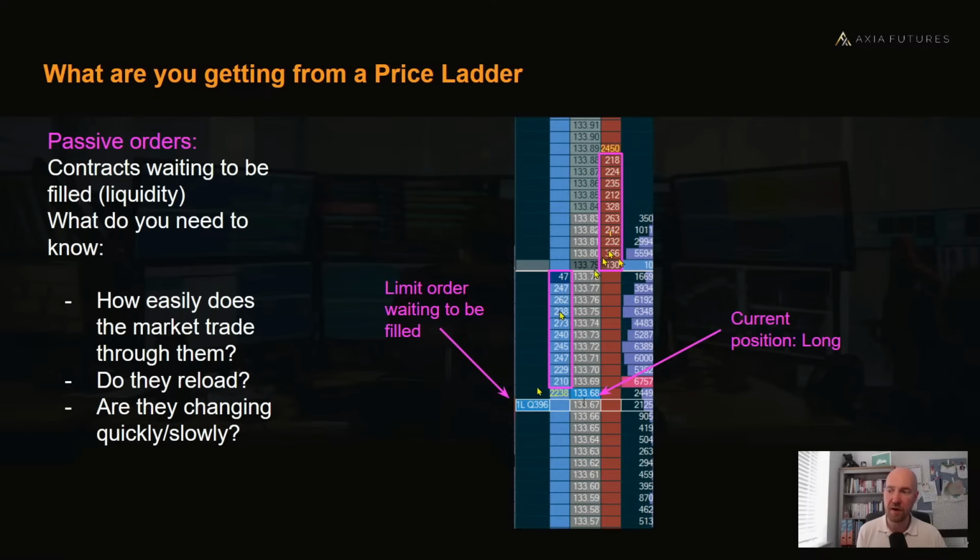In this example, we've got a position here. So long at 68, another limit order. So a limit order being a passive order, an order where you're waiting to get filled.